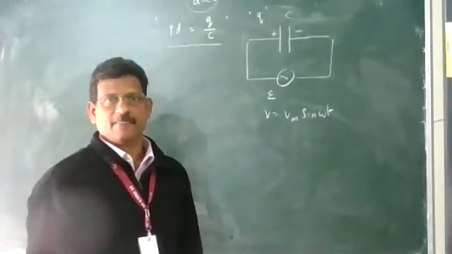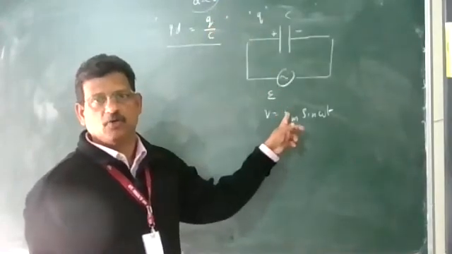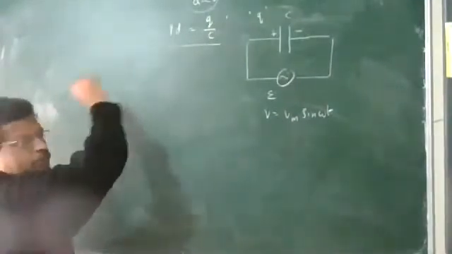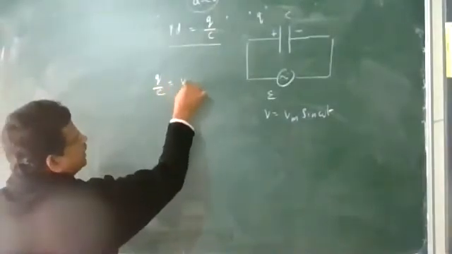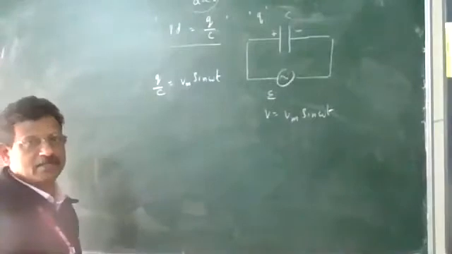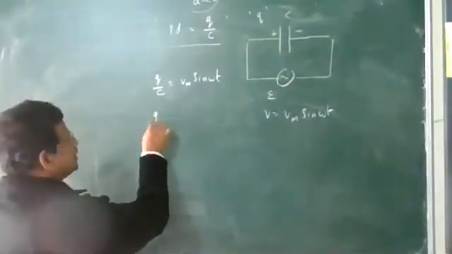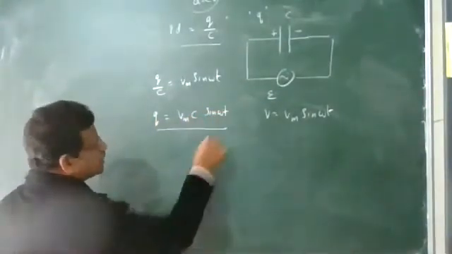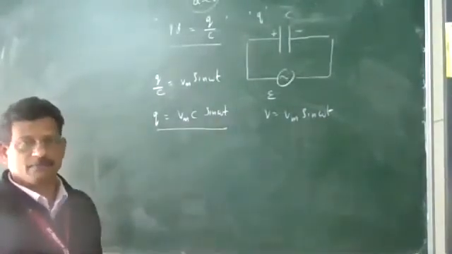At any time, this potential difference across the capacitor must be equal to the voltage. So by Kirchhoff's second law, we write the equation: Q by C must be equal to Vm sin omega t, that is the voltage at any time. You can easily remember this. So what is the charge at any time? The charge at any time is equal to Vm C sin omega t. This is the charge on the capacitor at any time. It is not a constant, it's a variable.